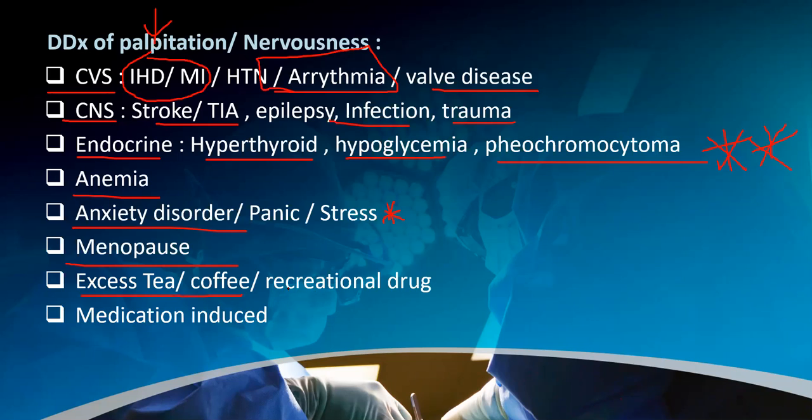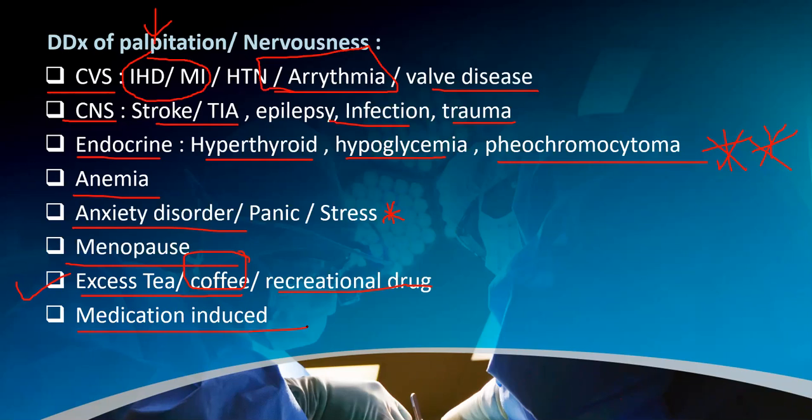Excessive tea, coffee, and recreational drugs are also very important to rule out. Sometimes SVT, supraventricular tachycardia, has an underlying risk factor in patients who take a lot of coffee. Some recreational drugs like MDMA and methamphetamine can cause palpitation. Medication induced, especially salbutamol, like a patient with asthma or COPD taking a salbutamol inhaler, can present to you with palpitation because that's a very common finding. So medication induced is also an important one.